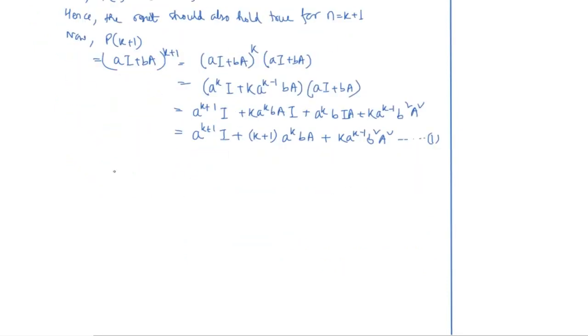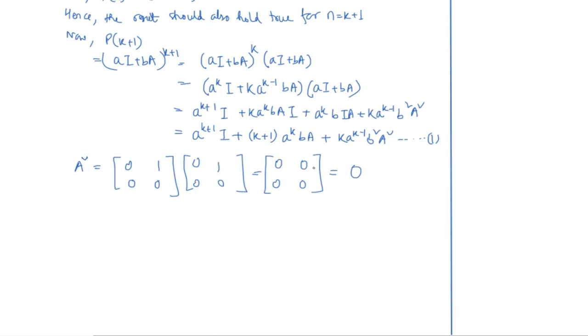Now you would see that A squared is equal to [[0, 1], [0, 0]] multiplied by itself, which is equal to [[0, 0], [0, 0]], which gives us a plain 0. So the matrix A squared is a zero matrix. So therefore from equation 1, a zero matrix multiplied by anything is 0.